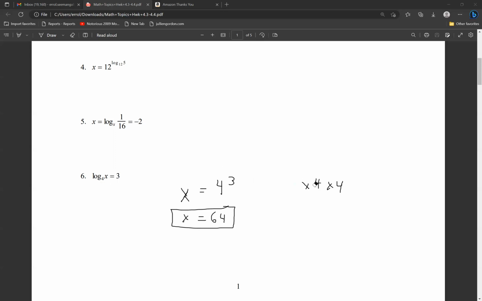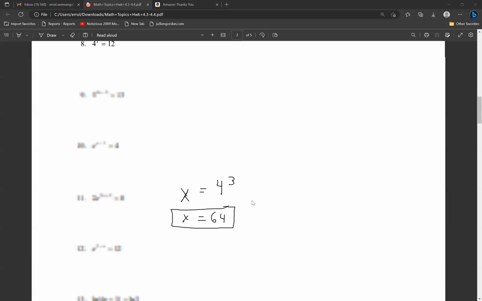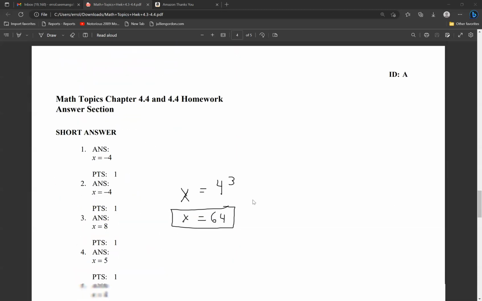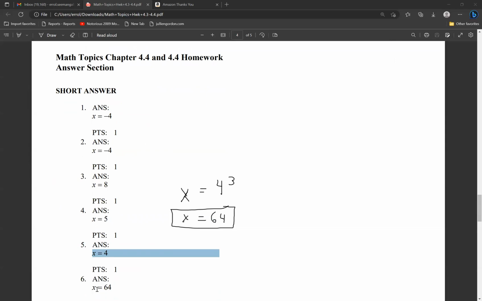You understand that one? That one's easier than 5 actually. More straightforward than 5. What was that? 6. The x equals 64. Yeah, x equals 64. Yep.